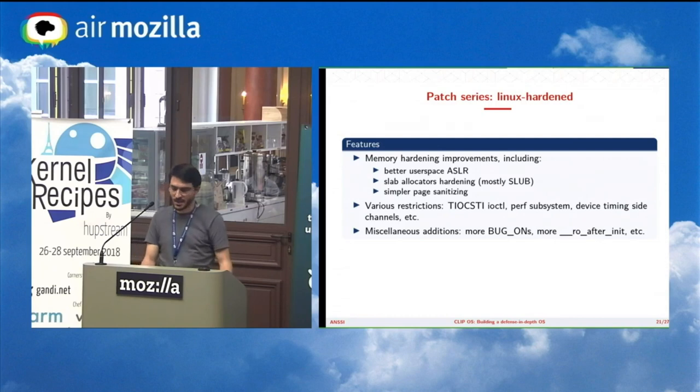The first patch series I want to take a look at is the Linux Hardened project. The main goal of this project is to regroup in a set of patches a lot of memory hardening improvements. It's things like better user space address space layout randomization, some allocator hardening for the kernel, simple page sanitizing, and it also has a few restrictions for TTY access, the perf subsystem, etc. And various miscellaneous additions, especially more read-only structures, more markers for structures in the kernel.